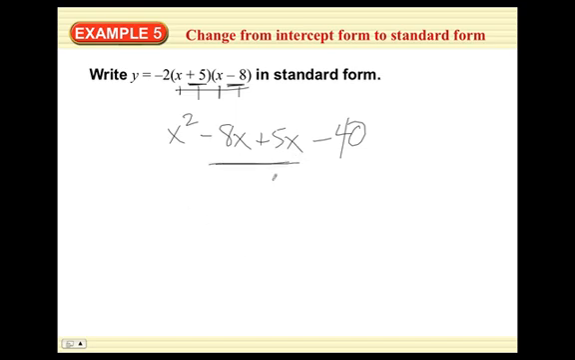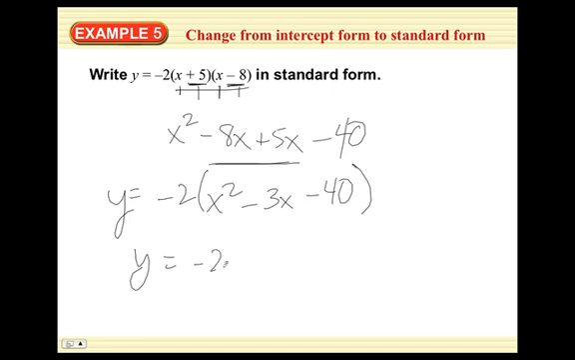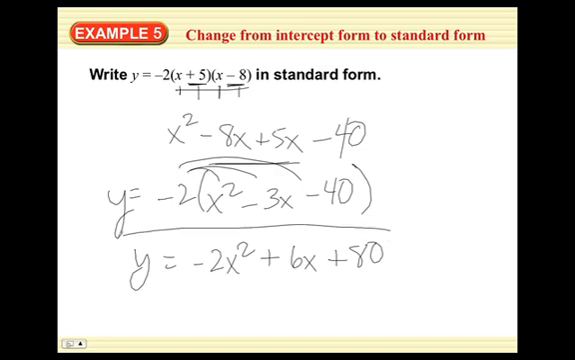Put these two things together. X squared minus 3x minus 40. But I didn't multiply by negative 2. People do this. I'll do that sometimes. I'll forget to multiply by negative 2. So make sure you do that. Negative 2x squared plus 6x plus 80. This is standard form.